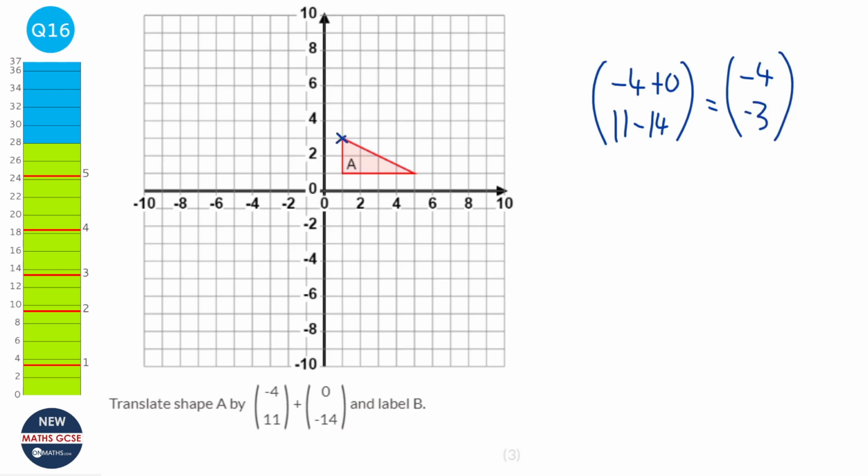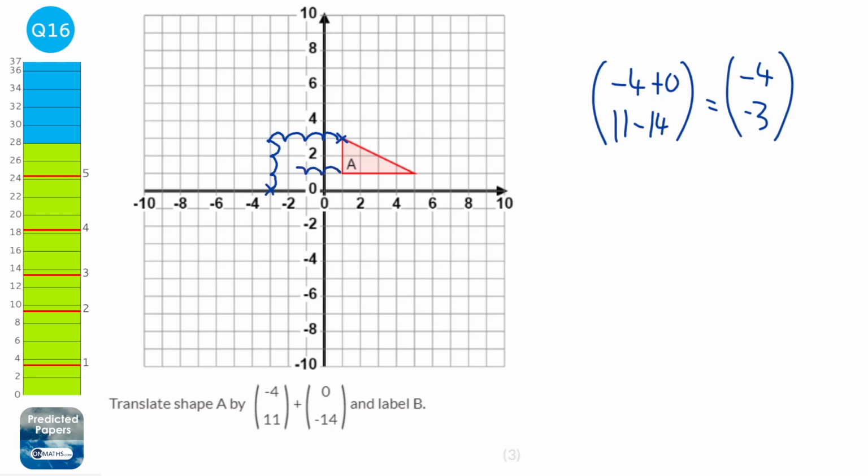Then I go pick a point on my shape. The bottom or the top one tells us how far right we're going. So we know we're going 4 to the left because it's obviously a negative. So we're going to go 1, 2, 3, 4. The bottom one tells us how far up we're going. Well, it's going to be down because it's a minus 3. So 1, 2, 3.